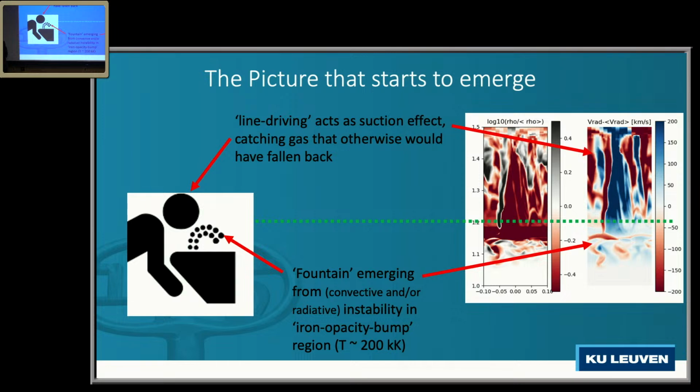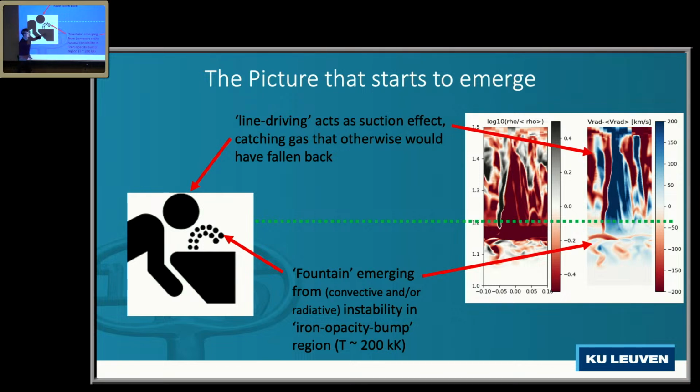So the picture that starts to emerge here, again with an O-star as the example, is that in the lower layers we have a radiative envelope, quasi-stable. We enter the unstable region here, creating a lot of turbulence with high characteristic turbulent velocities. This is basically shot out. It would fall back. We have a fountain emerging from the convective and radiative instabilities in the iron opacity bump region, around 200,000 Kelvin. It's going up.